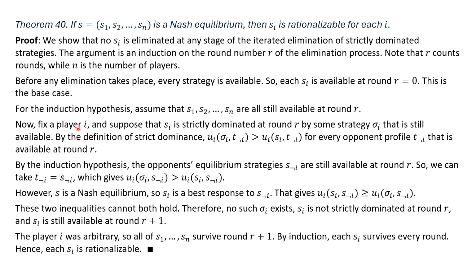Now fix a player i and suppose that s_i is strictly dominated at round r by some strategy σ_i that is still available. By the definition of strict dominance, the payout for σ_i in conjunction with every other opponent profile t_-i is greater than the payout taking s_i with every other opponent profile t_-i that is available at round r, referring to these t_-i's.